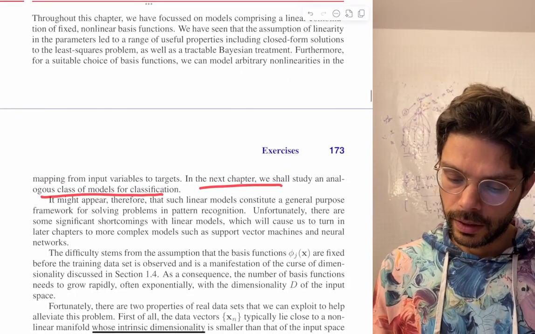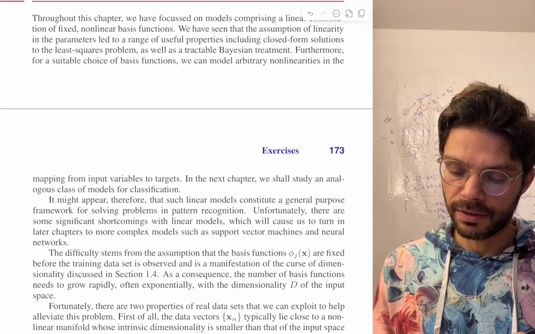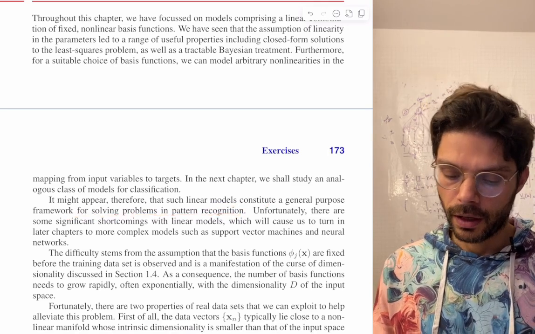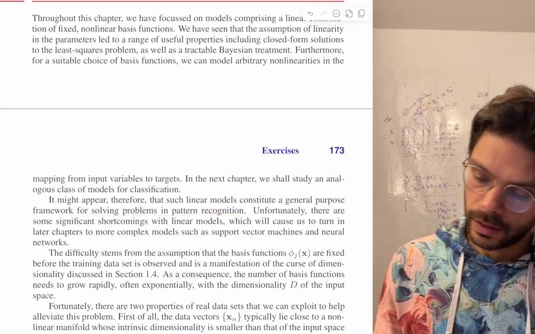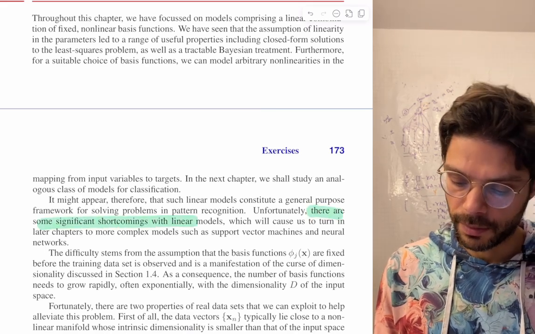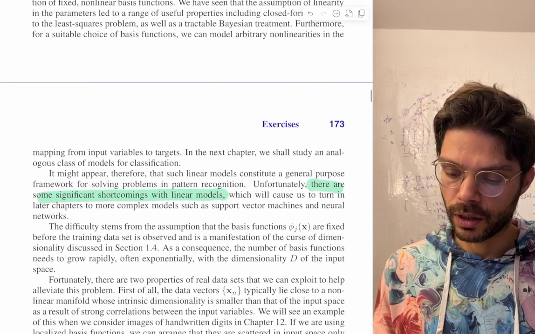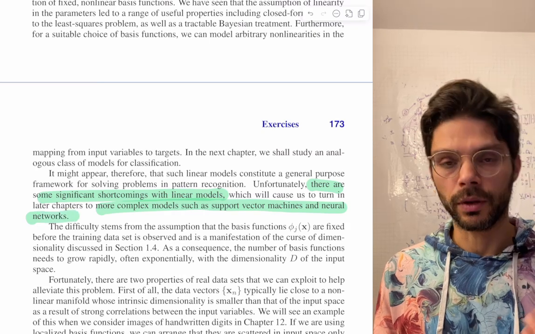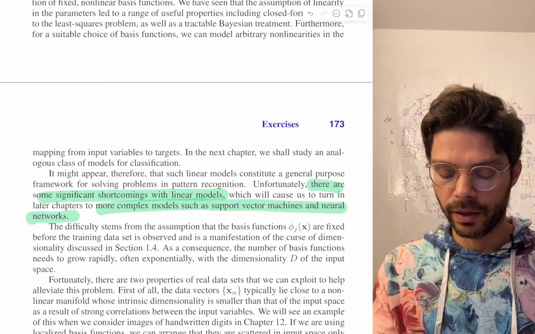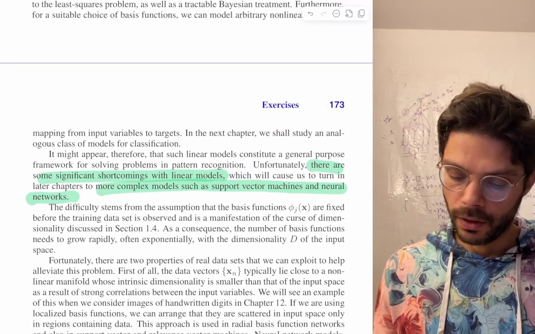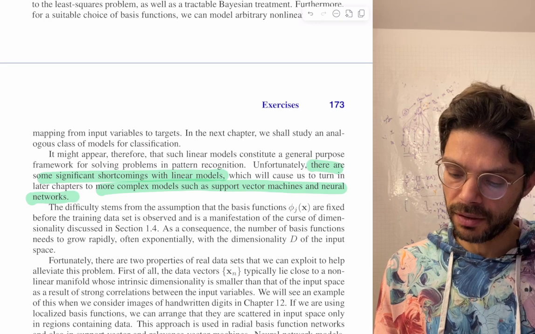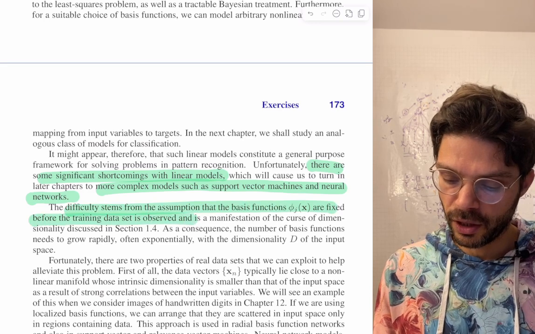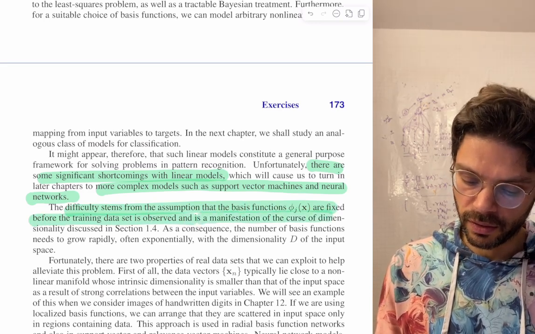Okay, cool. So it might appear that such linear models constitute a general purpose framework for solving problems in pattern recognition. Unfortunately, there are some significant shortcomings with linear models, which will cause us to turn in later chapters to more complex models such as support vector machines and neural networks. So that's going to be, I think, chapters 5, 6, and 7. Okay, so the difficulty stems from the assumption that the basis functions are fixed, so exactly, before the training data set is observed, and the manifestation of the curse of dimensionality.